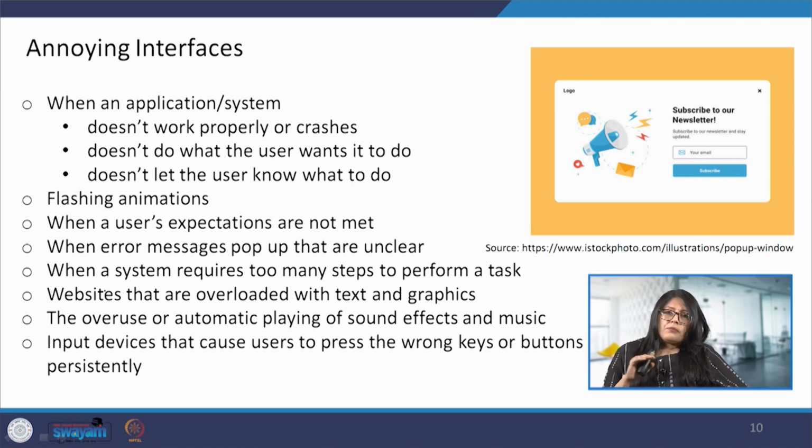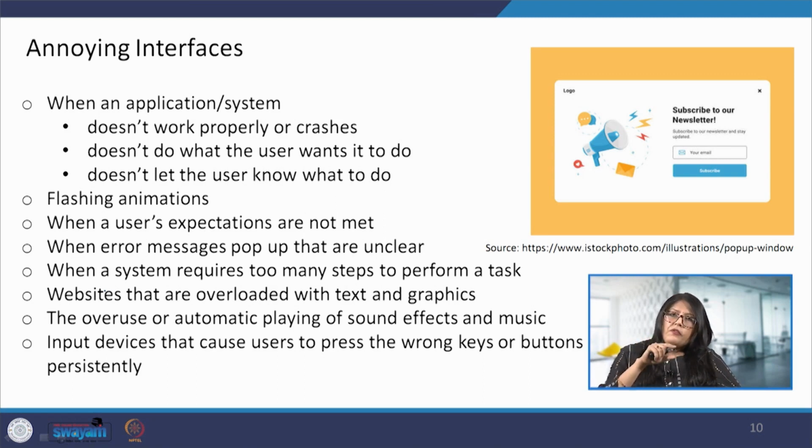Now, when something is unclear, when the information that is being passed on to the user is unclear, sometimes we see that there is a pop-up message, and sometimes that pop-up message is not really helpful because it is not conveying anything of use to the user, but still it keeps popping up. We keep closing it down, it keeps popping up. So these are very annoying examples, and either the pop-up message should be very clear about how the user should proceed from there, or once you close it, then probably it should not pop up again.